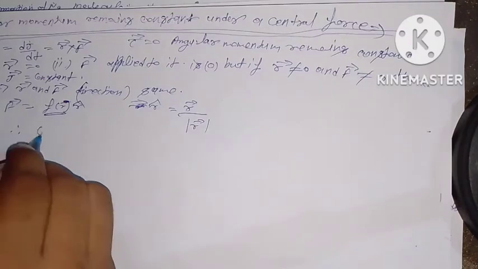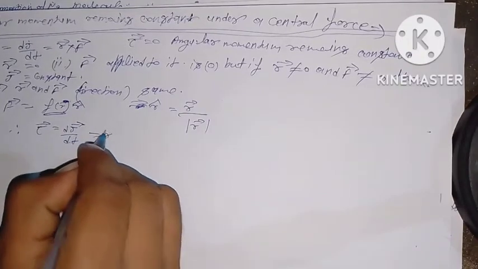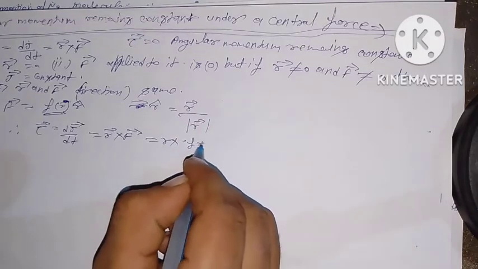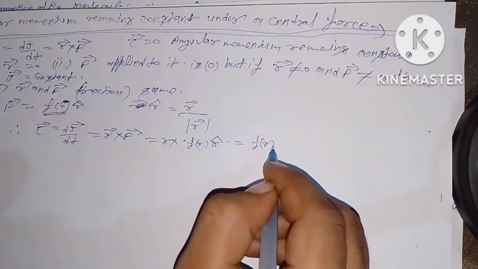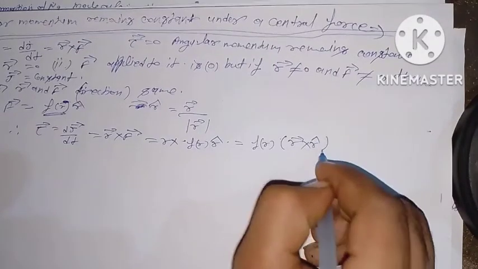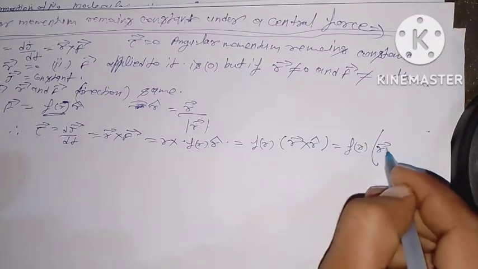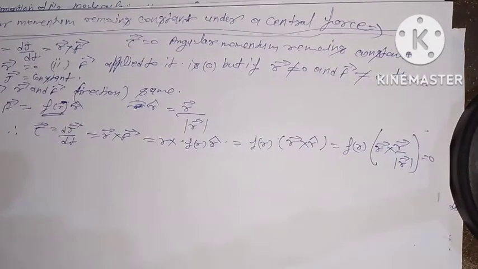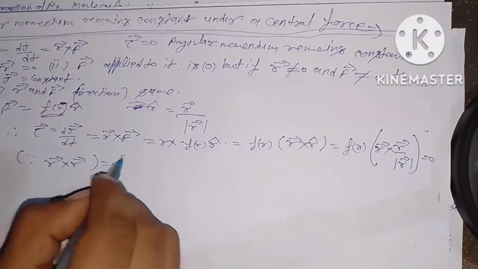But vector tau equal to dJ upon dt equal to vector r cross vector F equal to vector r cross F(r) unit vector r, equal to F(r) vector r cross vector r upon mod of vector r, which is equal to 0, because vector r cross vector r equals 0.